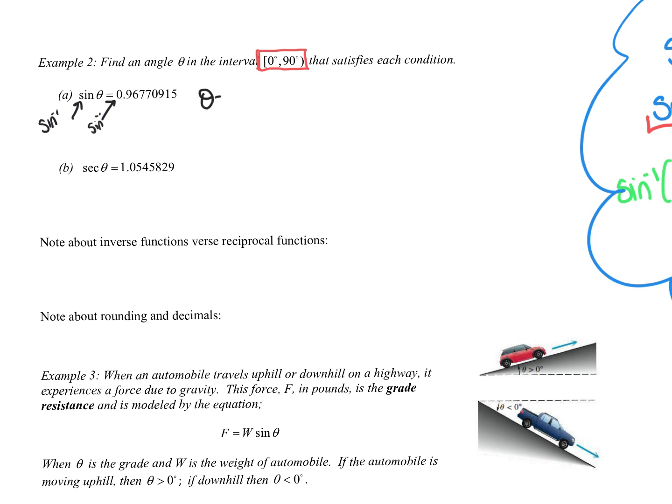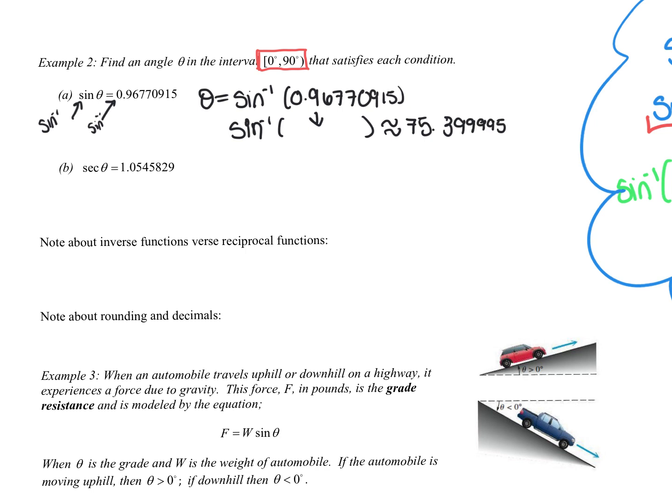So that gets us that theta equals arcsine of 0.967700915. So you're going to grab your calculator, and you're going to press the second button and the sine button. And so on your screen, you should now have that sine to the -1 with an open parenthesis, and then you type this in right here. The calculator is going to approximate an angle back out for you, and it's going to be 75.3999995 degrees.